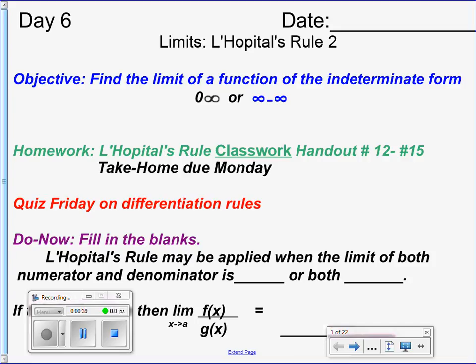Anyway, you know you have that take home that's due on Monday? Okay. So we're going to continue with L'Hopital's today. We're going to find limits of other indeterminate forms. You know, 0 over 0, infinity over infinity, they're not the only indeterminate forms out there. This is new. See how I'm weaving in the old and the new? Beautiful quilts.